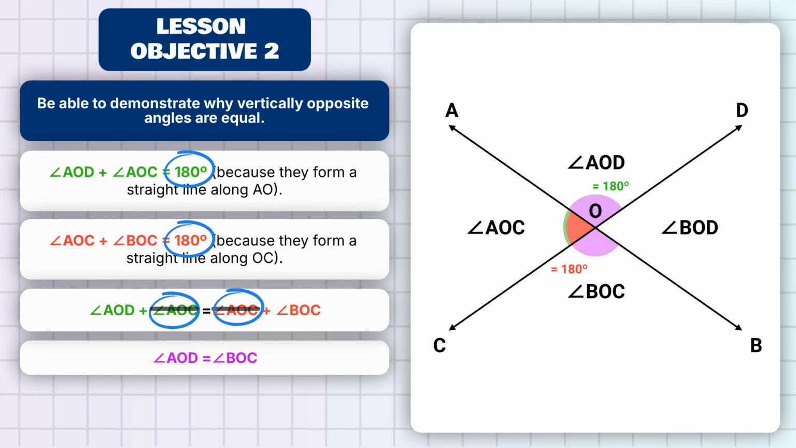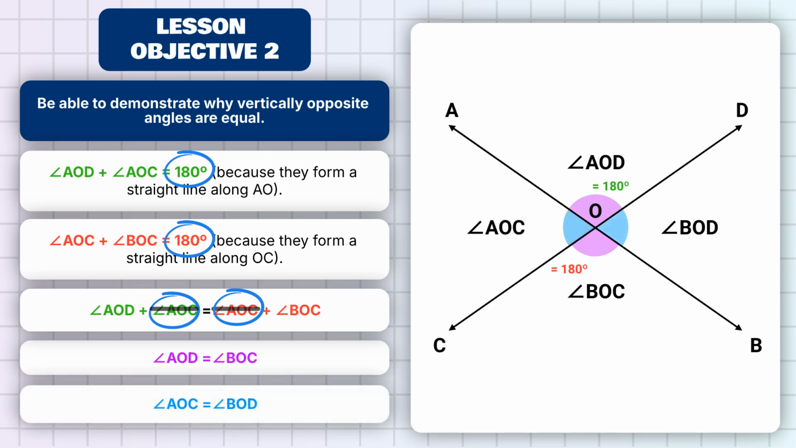The same logic applies to the other pair of vertically opposite angles. So we know that angle AOC equals angle BOD. So overall, the vertically opposite angle theorem tells us angle AOD equals angle BOC, and that angle AOC equals angle BOD.